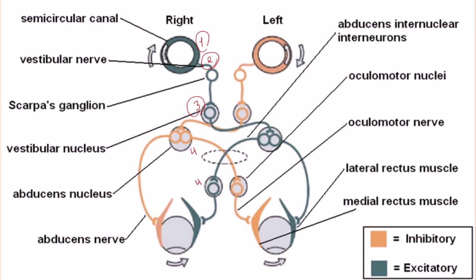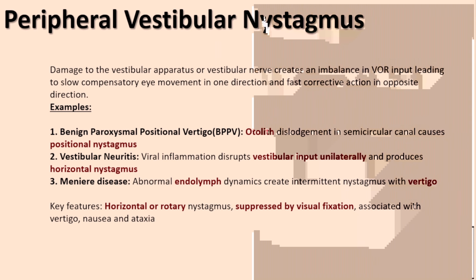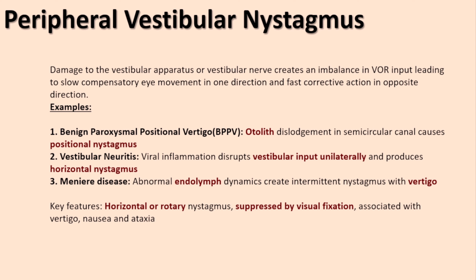The eye movement is in opposite direction of the head movement to maintain the fixation of the visual target. And this is how vestibulo-ocular reflex pathway works. So now let's talk about the first class of diseases that can cause nystagmus, and we are classifying this as a peripheral vestibular nystagmus, meaning that these are peripheral causes by the vestibular system causing nystagmus.